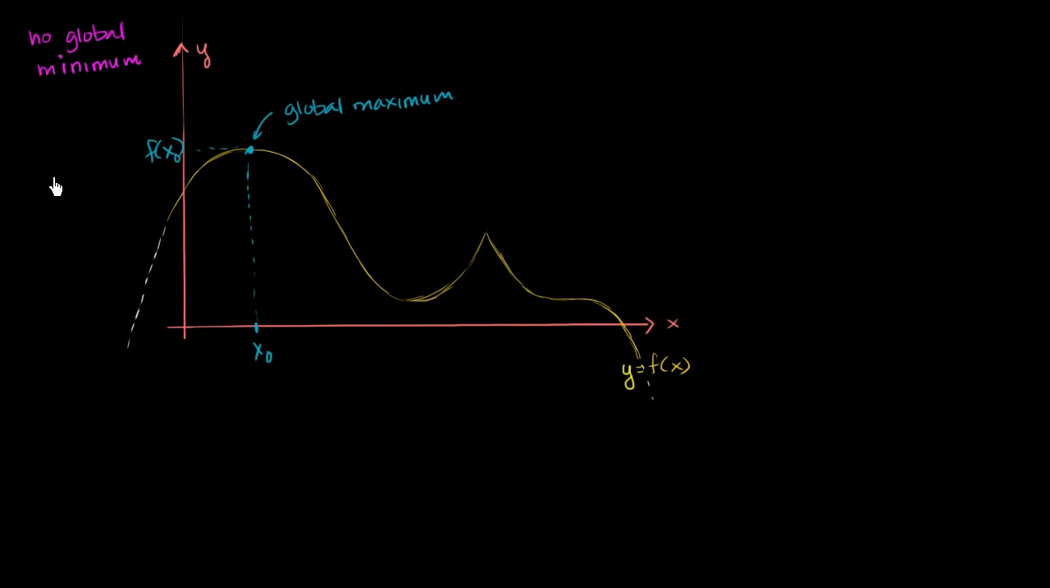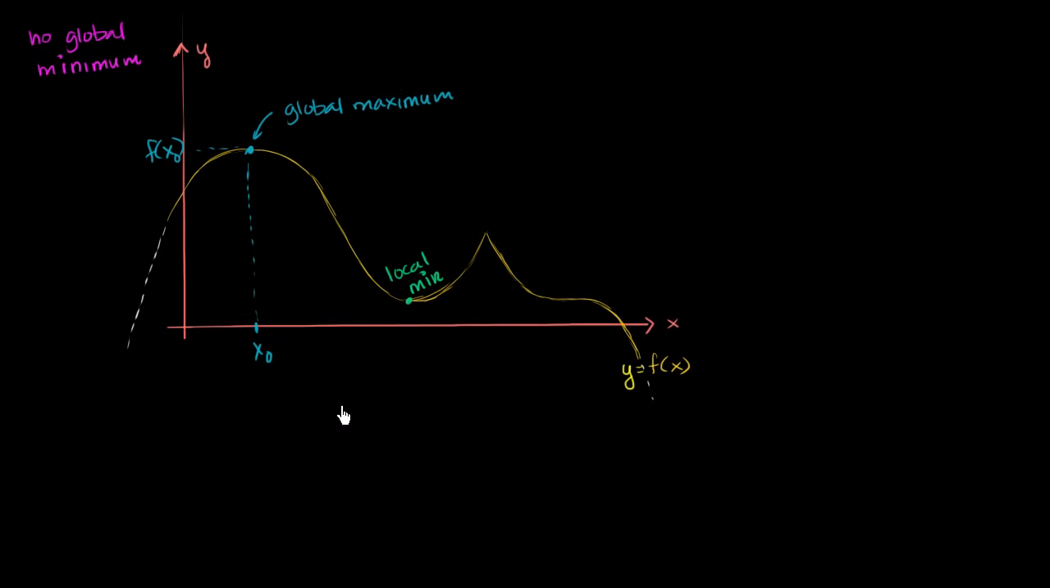Now let me ask you a question. Do we have local minima or local maxima? When I say minima, it's just the plural of minimum, and maxima is just the plural of maximum. So do we have a local minimum here? Well, a local minimum, you could imagine, means that the value of the function at that point is lower than the points around it. So right over here, it looks like we have a local minimum.